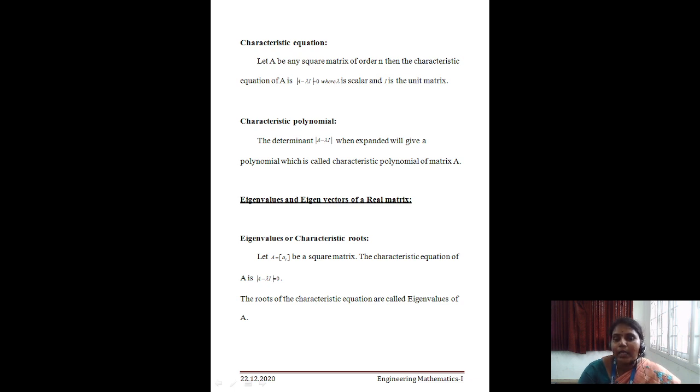The characteristic equation of that matrix is given by determinant of A minus lambda I is equal to 0. The roots of the characteristic equation are called eigenvalues of A. Here you have to note that if you have a 2 cross 2 matrix, you will have 2 eigenvalues. If you have a 3 cross 3 matrix, then you will have 3 eigenvalues. So depending on the order of the matrix, the number of eigenvalues will change.